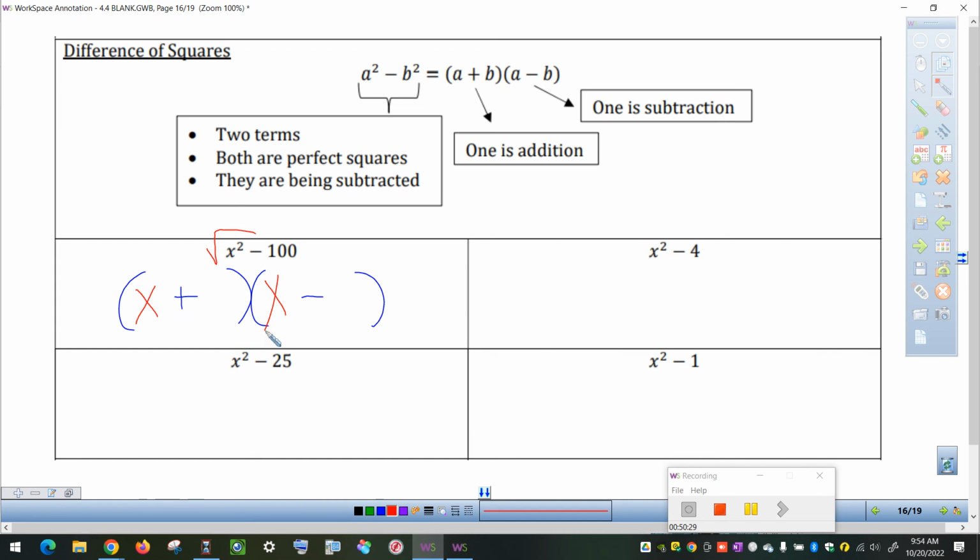Then we're just going to square root the second term, and we're going to list it second. The square root of 100 is 10. And that's it. X plus 10 times x minus 10.